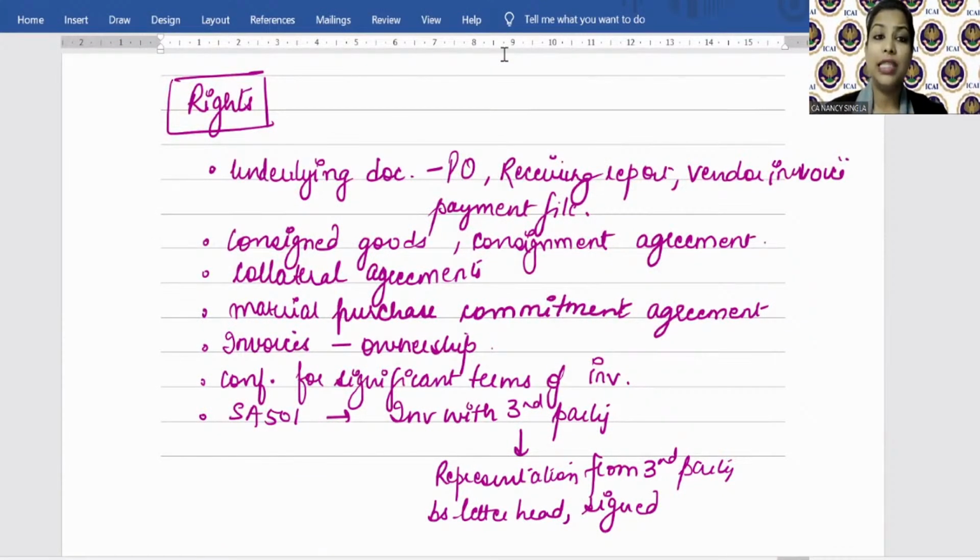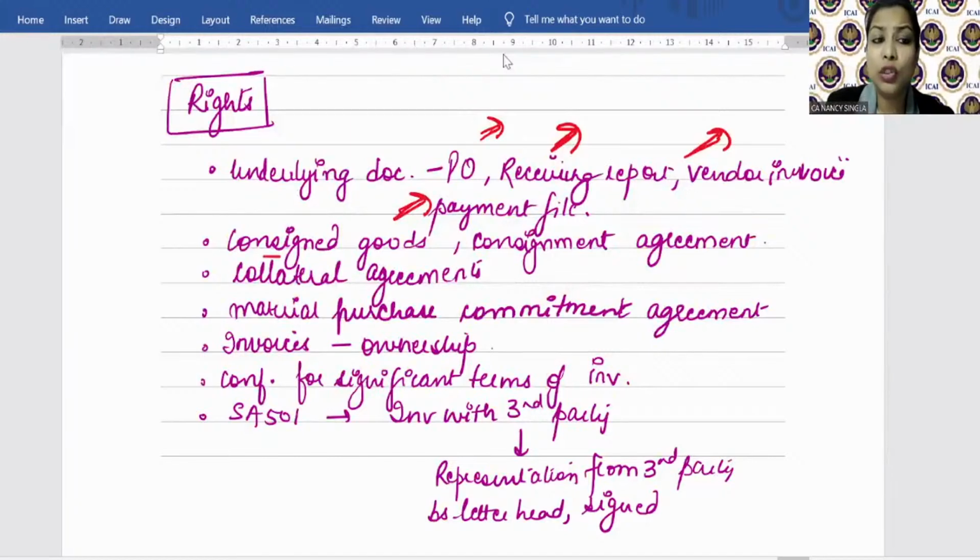So the auditor will see the purchase order, the vendor invoice, the copy of the vendor invoice, and the payment file with respect to the items that have been received, and the receiving report. When the stock is received at the factory gate, someone must have signed that so and so quantity has been received. So the auditor will check all the documents in order to establish that such and such inventory belongs to the client.